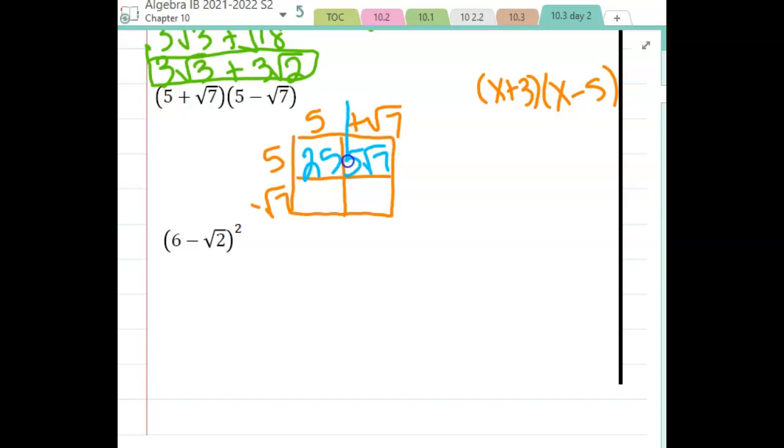Same thing here. The 5 is outside, the negative square root of 7, the 7's on the inside, so you can't multiply them together, but it is a negative times a positive 5, so it's going to be negative 5 square roots of 7. Now, this last one, okay, here's why I like the box method.